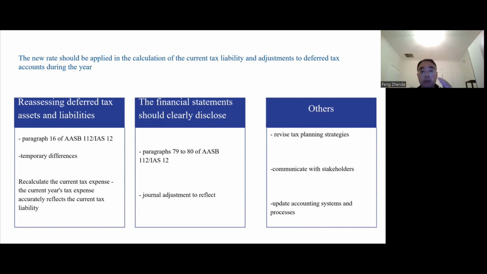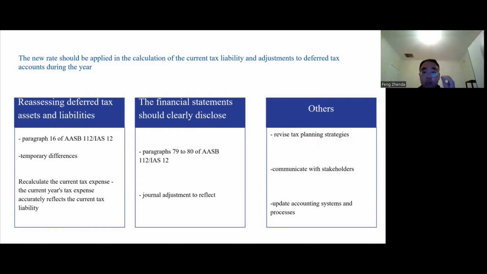Journal adjustments must be passed to increase or reduce the carrying amount of deferred tax assets and liabilities to reflect the new value of future taxable or deductible amounts. Failing to adjust for the changes will result in deferred tax assets and liabilities being overstated or understated with respect to the reversal of tax effects. Moreover, changes in tax rates might impact the effectiveness of existing tax planning strategy. Companies may need to revise their strategies to optimize their tax positions under the new rates.